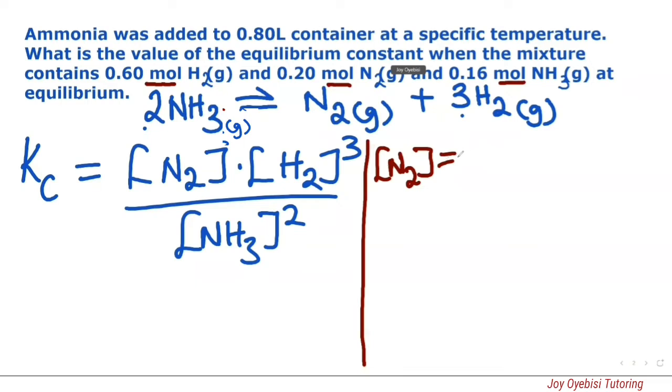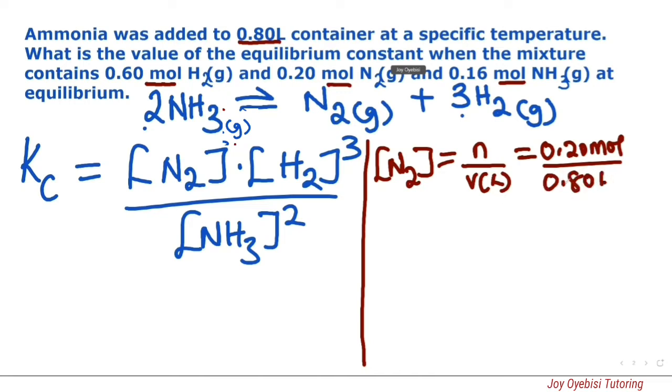Start with nitrogen. And concentration is number of moles, which I'm going to represent as n, divided by volume in liters. So your n here, for nitrogen, is 0.2 moles. And the volume is 0.8 liters. You see it here. Okay. So 0.8 liters. And that is going to be the same for every one of them. So if you divide 0.20 by 0.8, that's going to give us 0.25. And this is mole per liter.